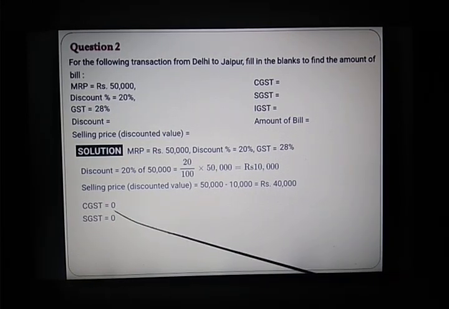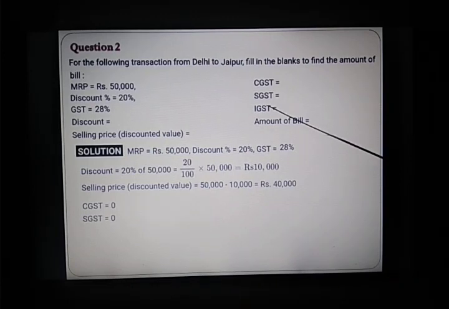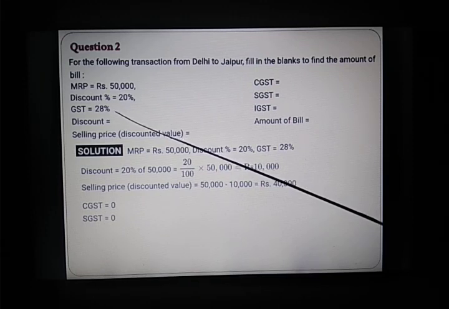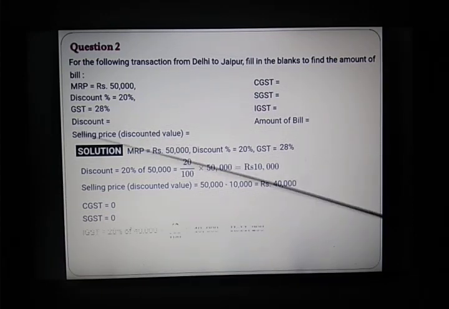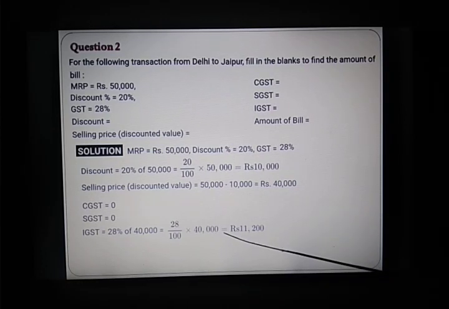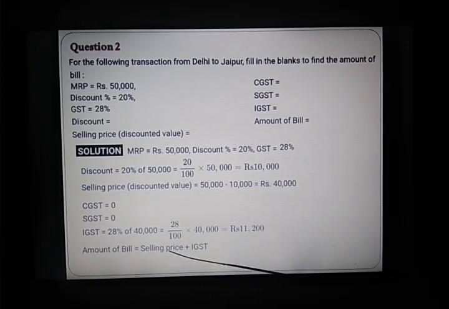Now as I said, these two will be 0, so IGST will be 28% of selling price. Please remember, GST is calculated on the selling price, so IGST is 28% of the selling price, that is 40,000. When you calculate it, you'll get this much. So this much tax you need to pay. So the amount of the bill will be selling price plus IGST, which equals this much. Pause the video to note down.